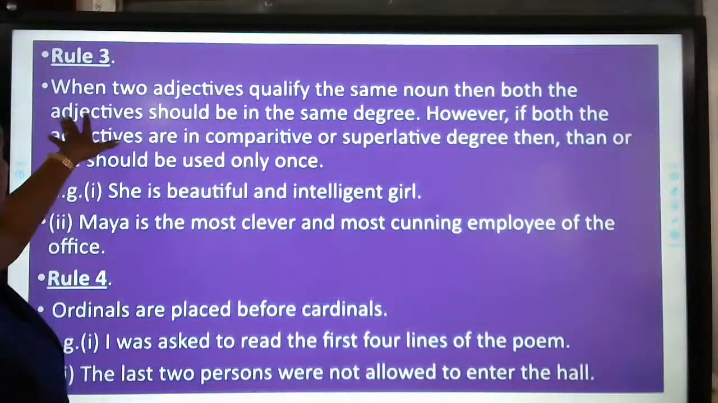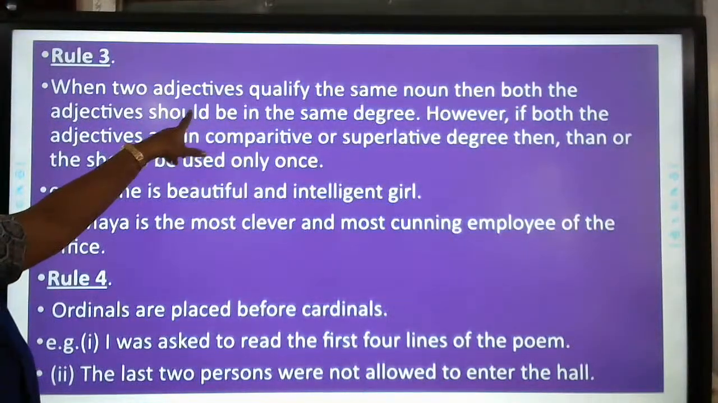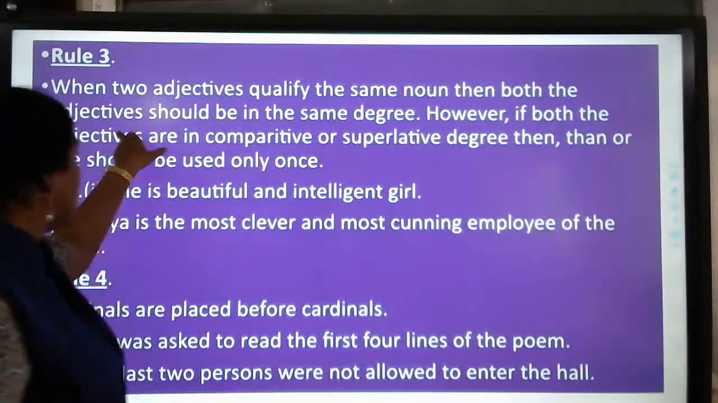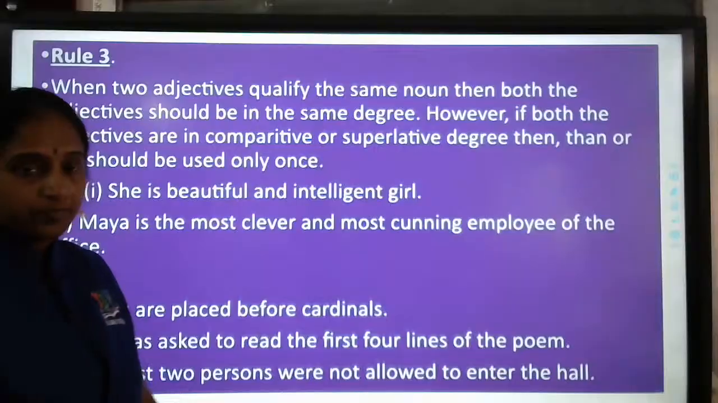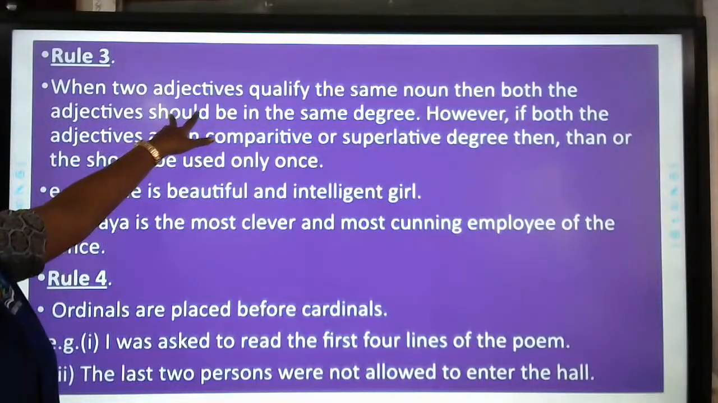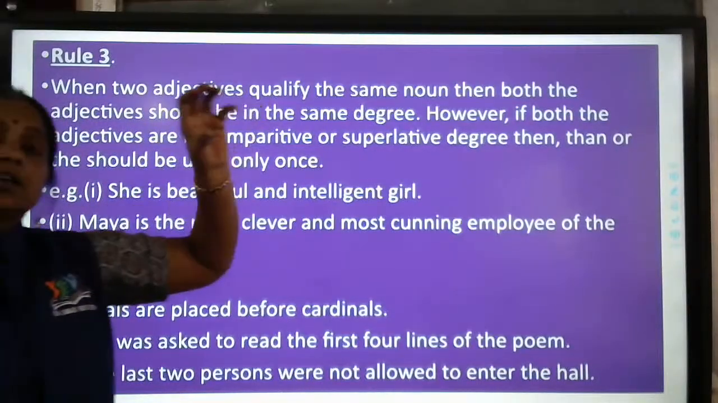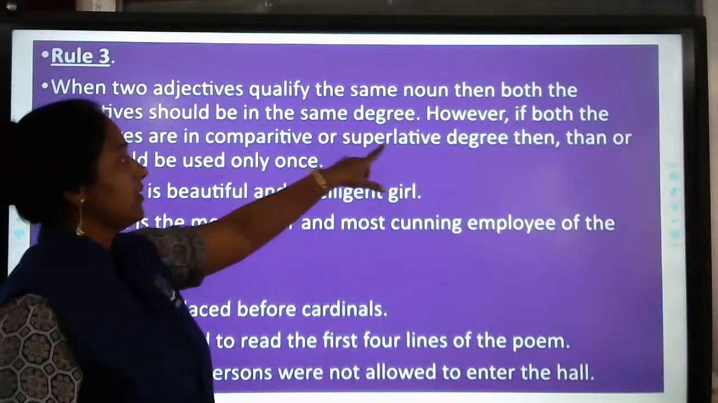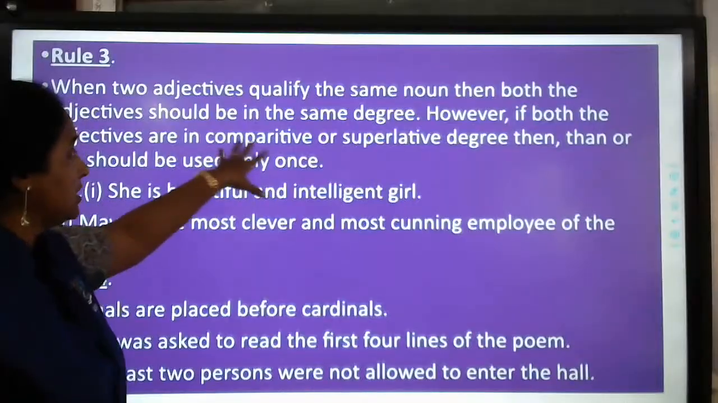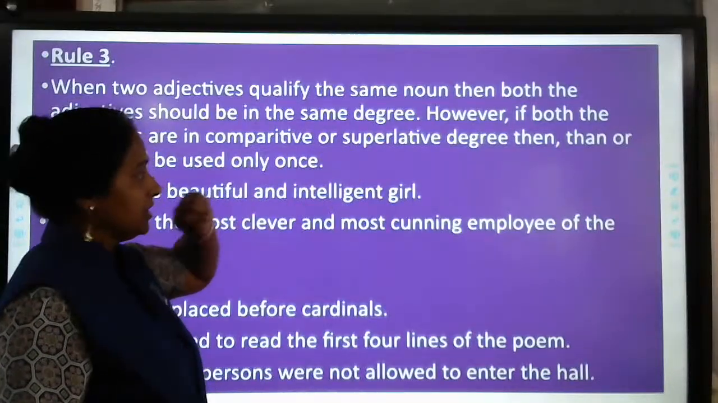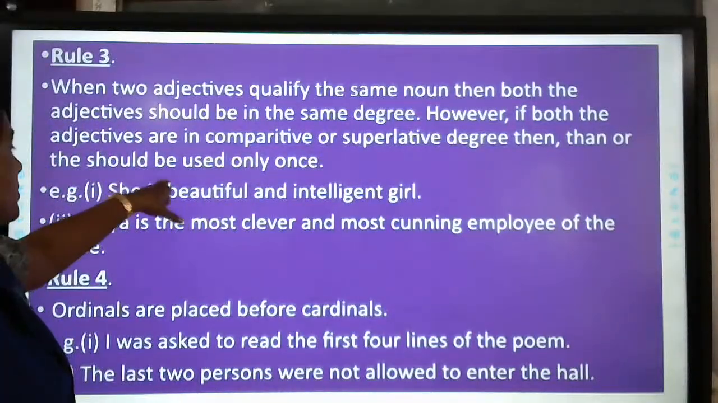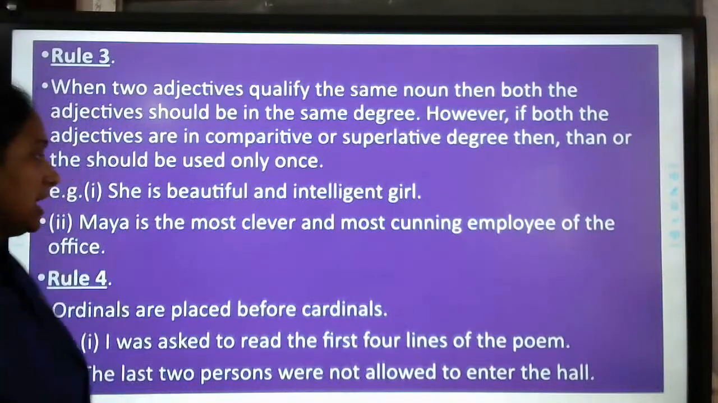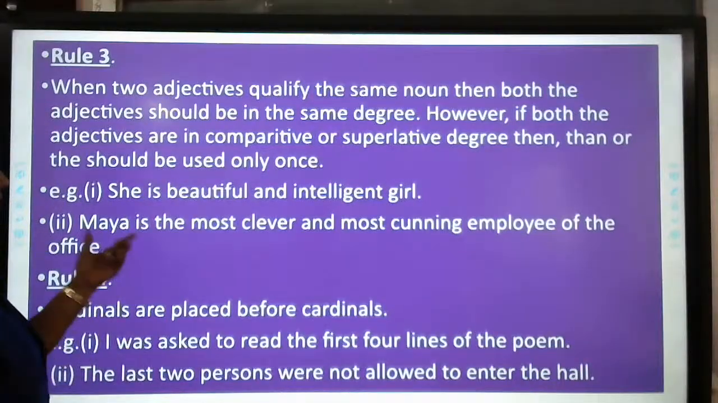Next one, rule 3: when two adjectives qualify the same noun, then both the adjectives should be in the same degree. When two adjectives qualify the same noun, it means that for one noun, two adjectives are used. In such a case, if both the adjectives are in a comparative or superlative degree, then than should be used only once.